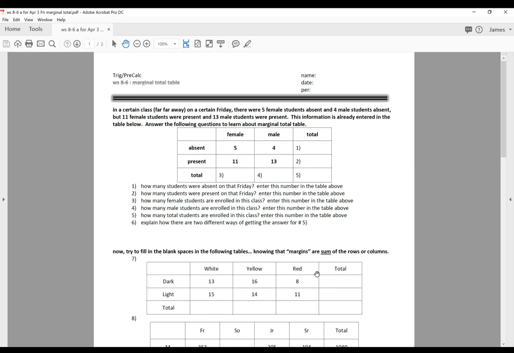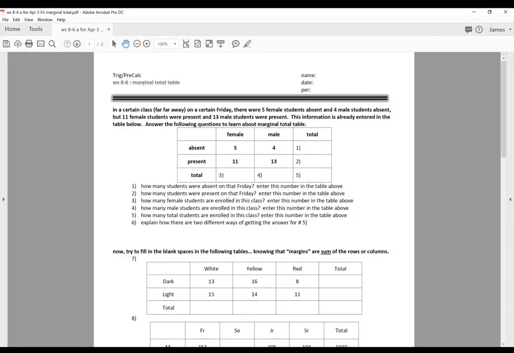Okay, worksheet 8.6. Just dealing with the marginal totals. This should be too easy for you, but just enjoy it. Okay, so first part, we're just gonna fill in these numbers here.